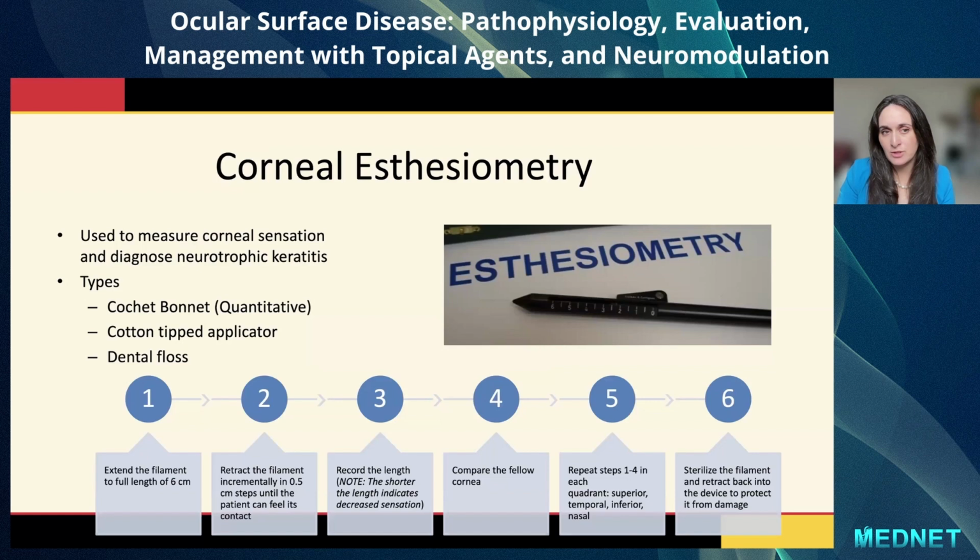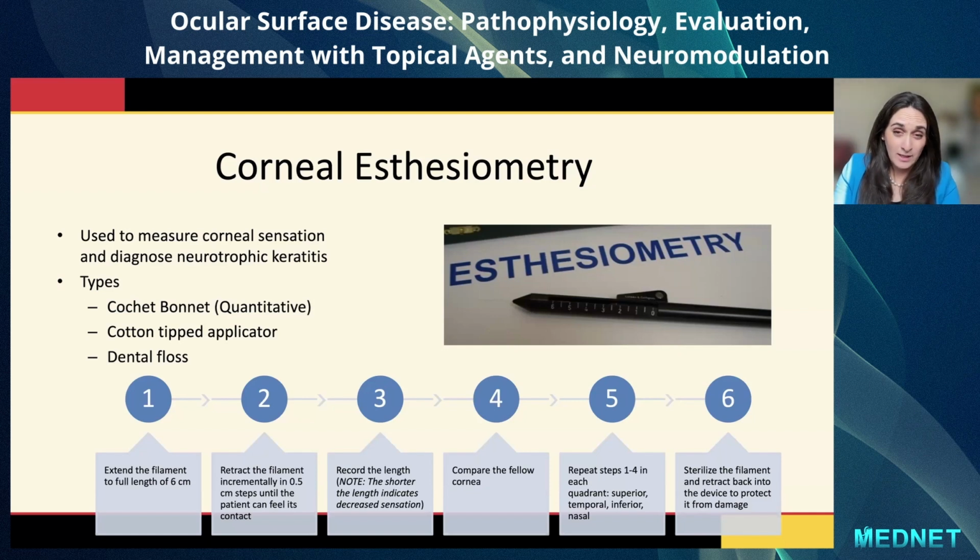Corneal esthesiometry is a measurement of corneal sensation, and it's important to use to diagnose neurotrophic keratitis. It's important to do this prior to instilling any topical anesthetic, as obviously that would change the results. There are multiple different kinds. The quantitative approach is the Cochet-Bonnet, and then you can also use a cotton tipped applicator or dental floss methods, which can help if you don't have Cochet-Bonnet readily available in clinic.